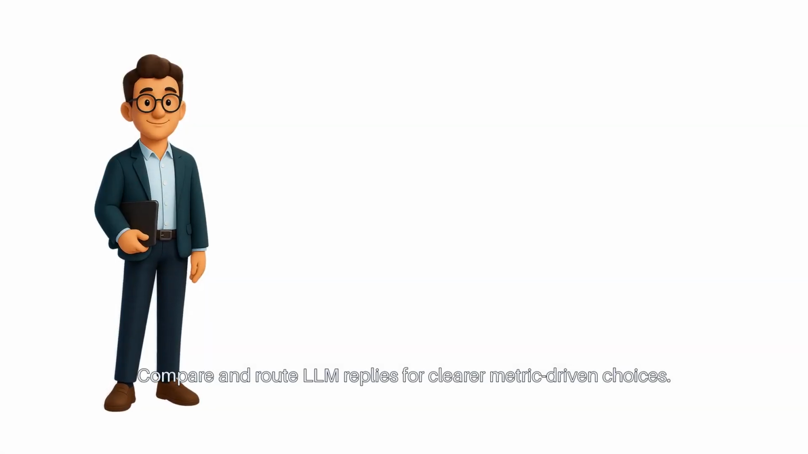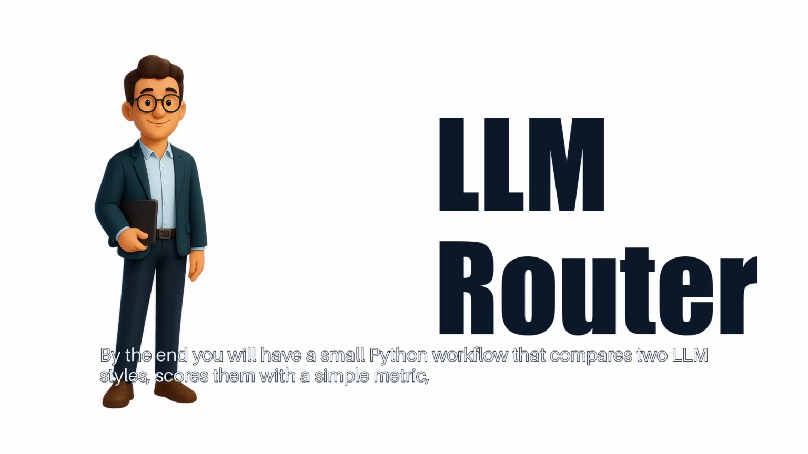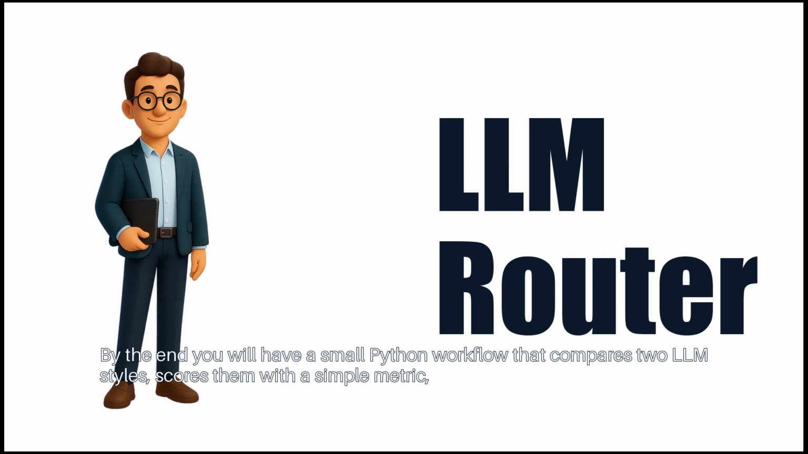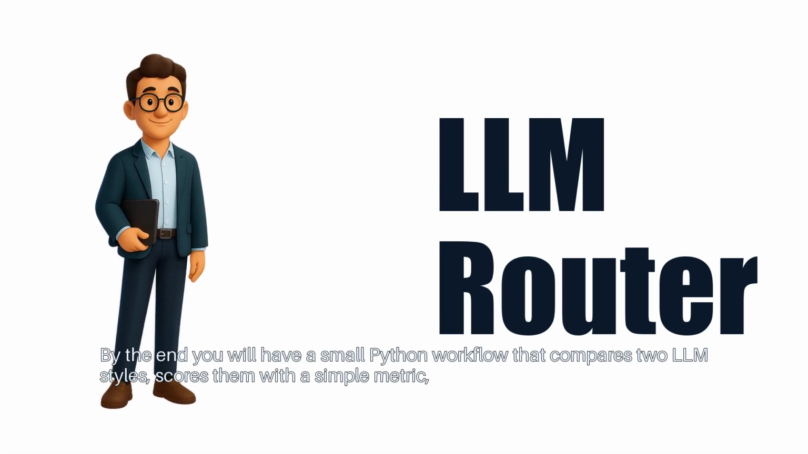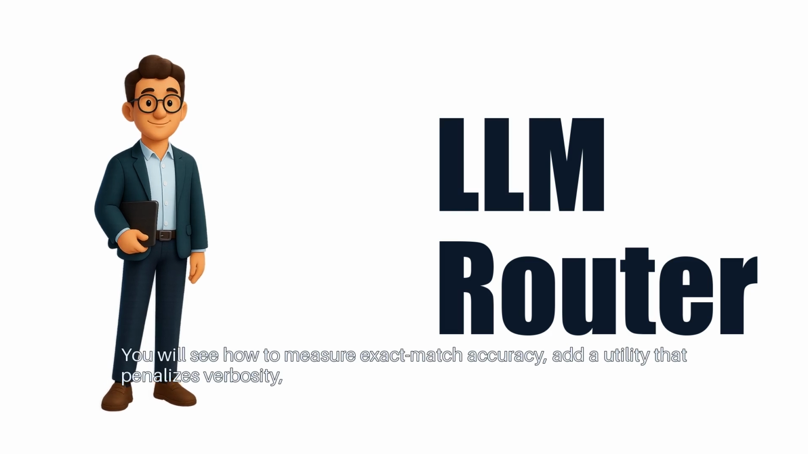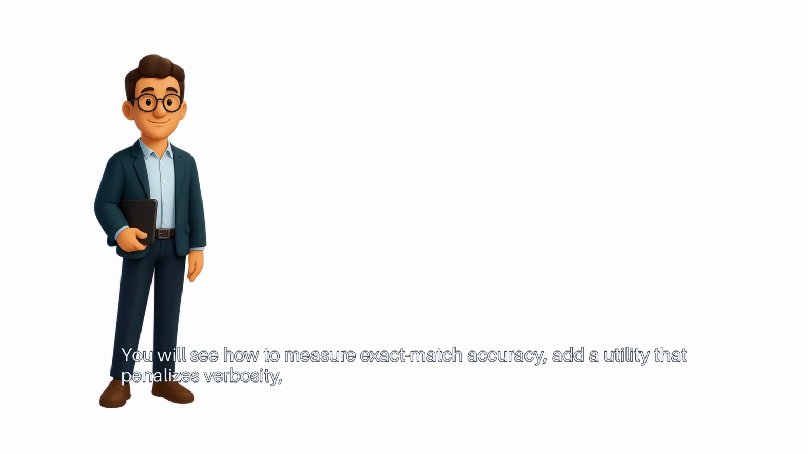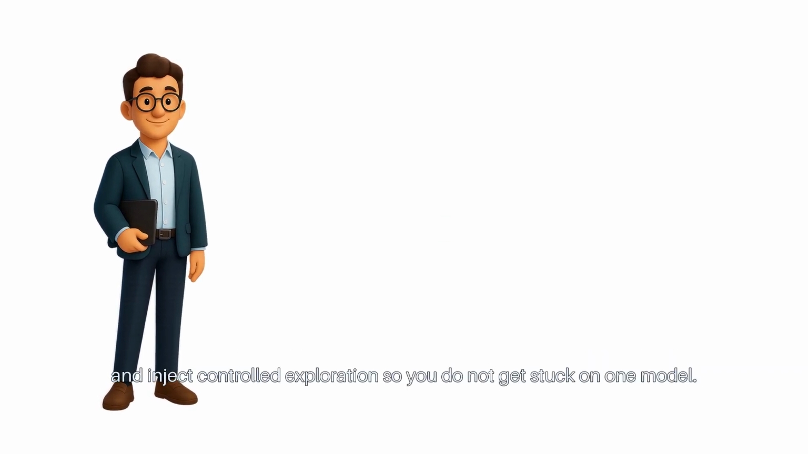Compare and route LLM replies for clearer metric-driven choices. By the end, you will have a small Python workflow that compares two LLM styles, scores them with a simple metric, and routes new queries to the best choice. You will see how to measure exact match accuracy, add a utility that penalizes verbosity, and inject controlled exploration so you do not get stuck on one model.